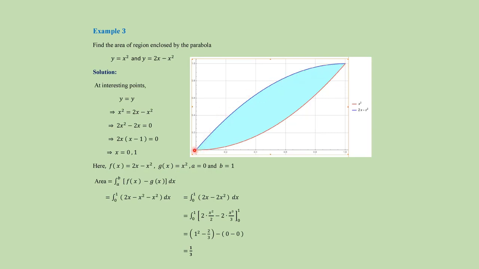Now, at the intersecting point, we need to equate both equations, and if we equate, then you will get x equals 0 and 1. So x equals 0 is this point and x equals 1 is that point. So lower limit a is 0 and upper limit b is 1. Also, the function 2x minus x squared is bigger than x squared on the whole interval 0 to 1. So f of x would be 2x minus x squared and g of x would be x squared.